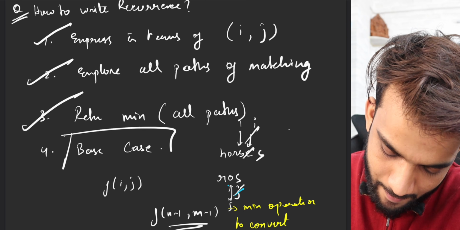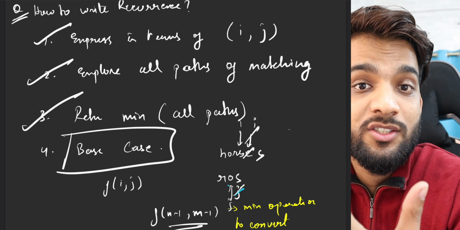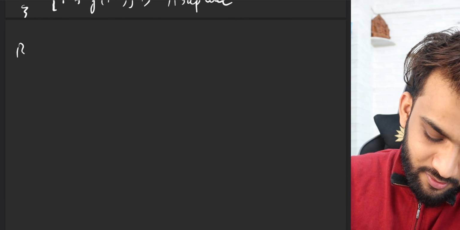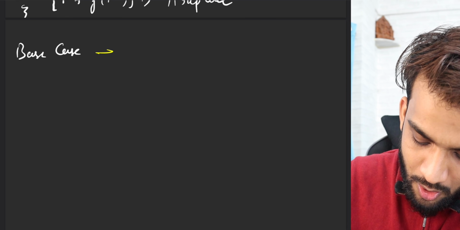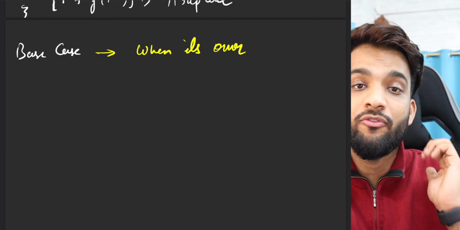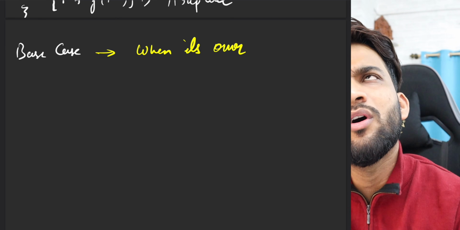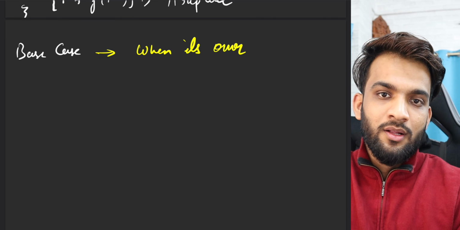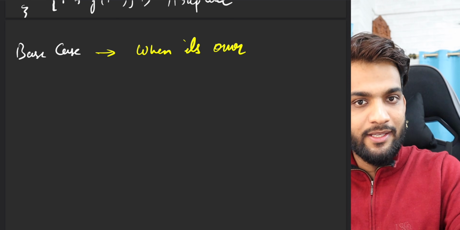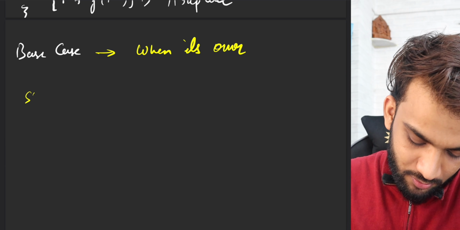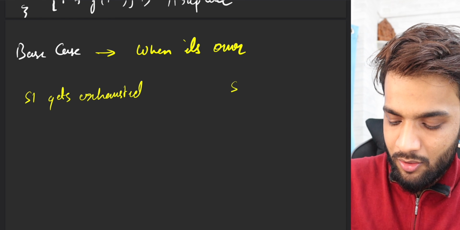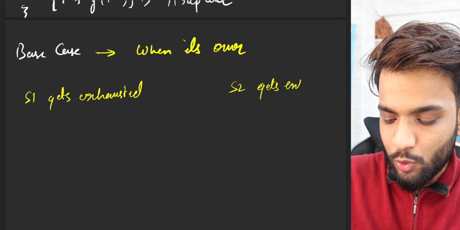Last thing. Base case. What can be the base cases? Try to think. Generally, the base case is when it's over. That's when you think of base cases. So when it's over, what does that signify? You were comparing and someone got exhausted. Let's analyze what happens if string 1 gets exhausted. Let's analyze the other way when string 2 gets exhausted. Okay, so there can be 2 ways.